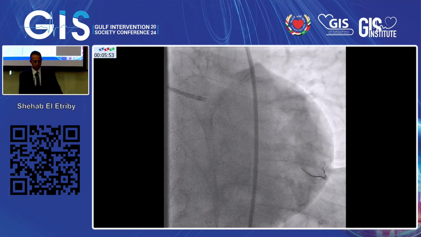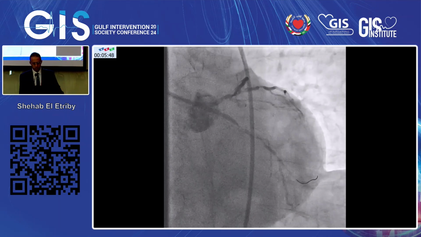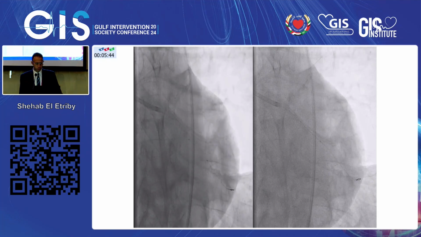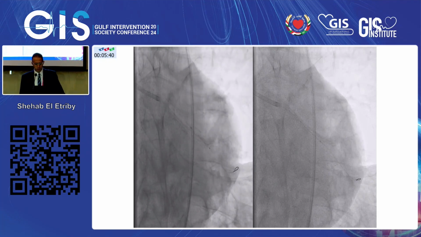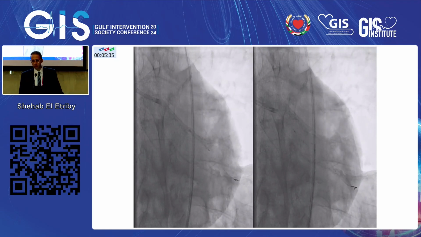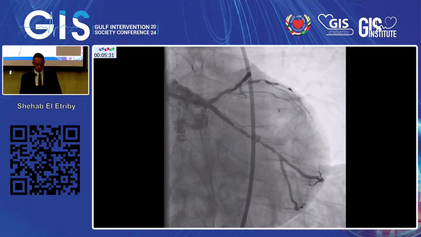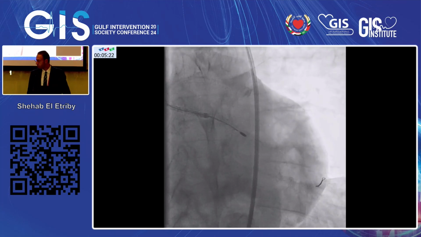We went with a 7 French XB. We decided to do PCI to the LCX first, then to the LAD to support the circulation. We tried a 3.0 non-compliant balloon. As you can see, it's not inflating well. So this is a balloon undilatable lesion. So we went with the IVUS, and it revealed a horseshoe calcification in the circumflex. So we decided to go with rotablation to the circ.